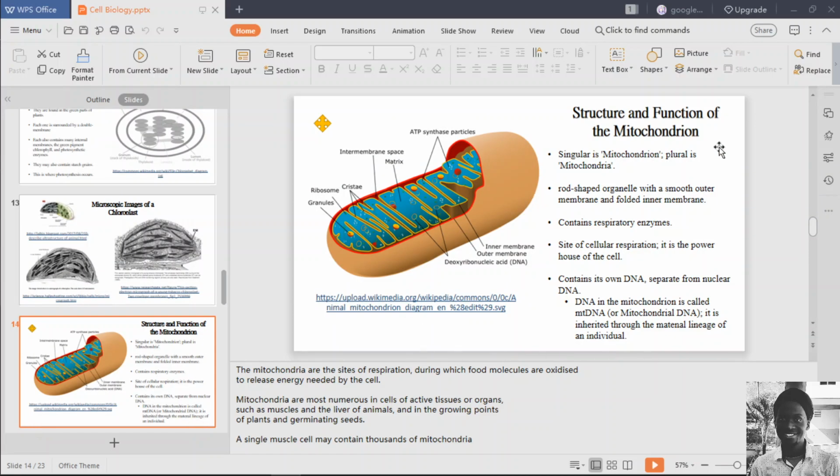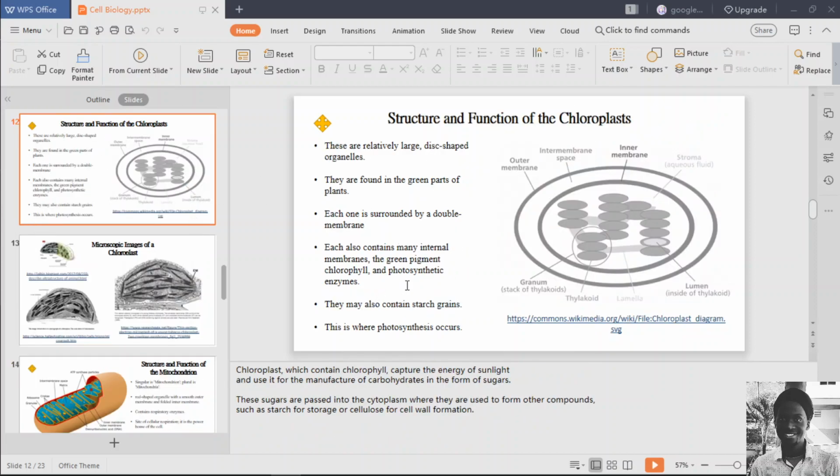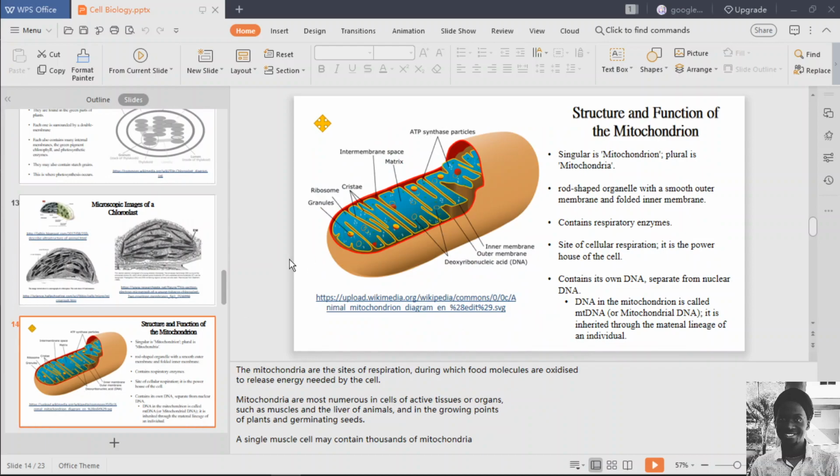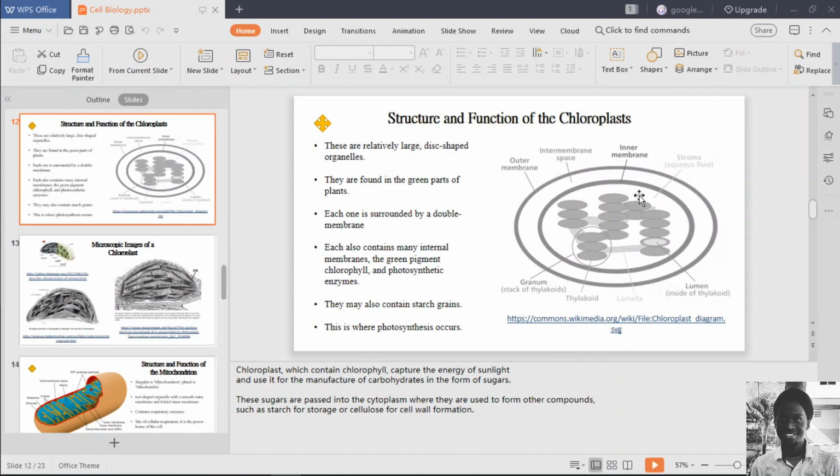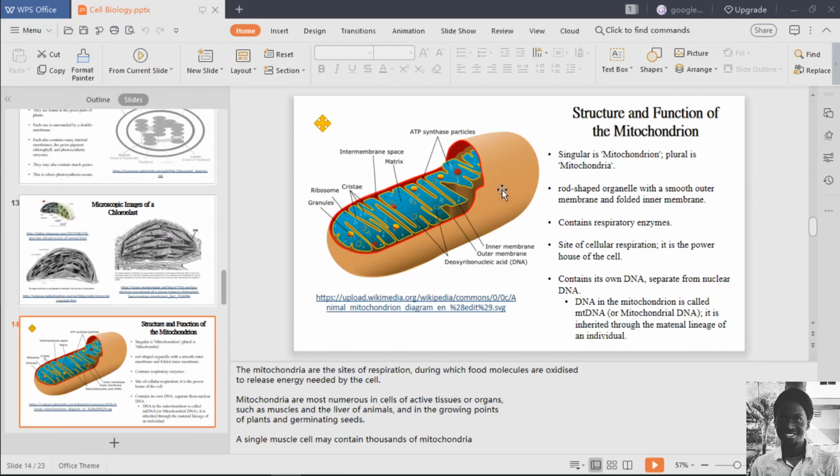Now the structure and function of the mitochondrion. The singular is mitochondrion, plural is mitochondria. The mitochondrion is a rod-shaped organelle, and it has a smooth outer membrane. It also has an inner membrane, just as the chloroplast does. The difference is that in the chloroplast the inner membrane is smooth, but in the mitochondria the inner membrane is folded to get these structures we call cristae.